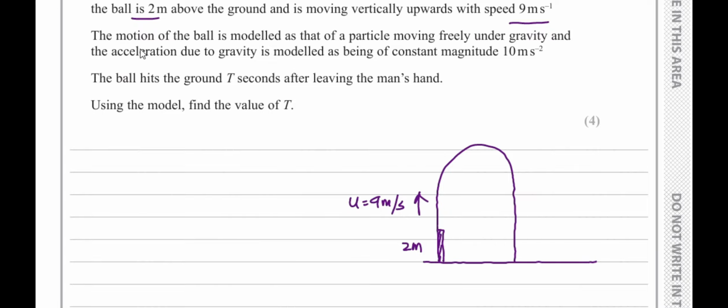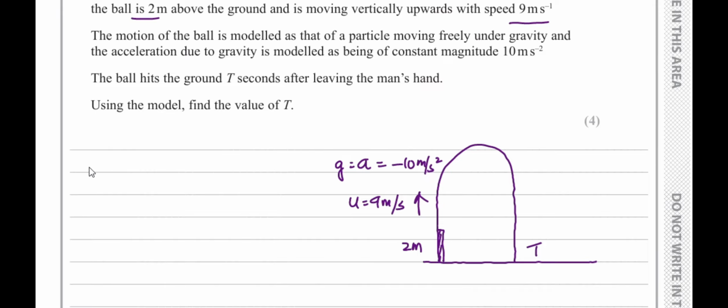All right. Okay. The motion of the ball is modeled as that of a particle moving freely under gravity, and the acceleration due to gravity is modeled as being of constant magnitude of 10 meters per second square. So this g, which is also equal to the a, should be written as minus 10 meters per second square. Why minus? So anything that goes up is termed as positive by us here, and anything that comes down is opposite in direction, that is minus. Okay. The ball hits the ground t seconds after leaving the man's hand. Using the model, find the value of t.